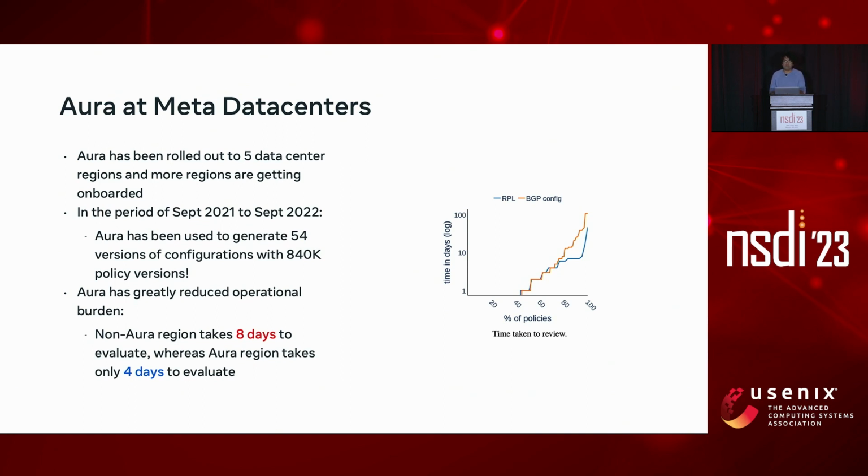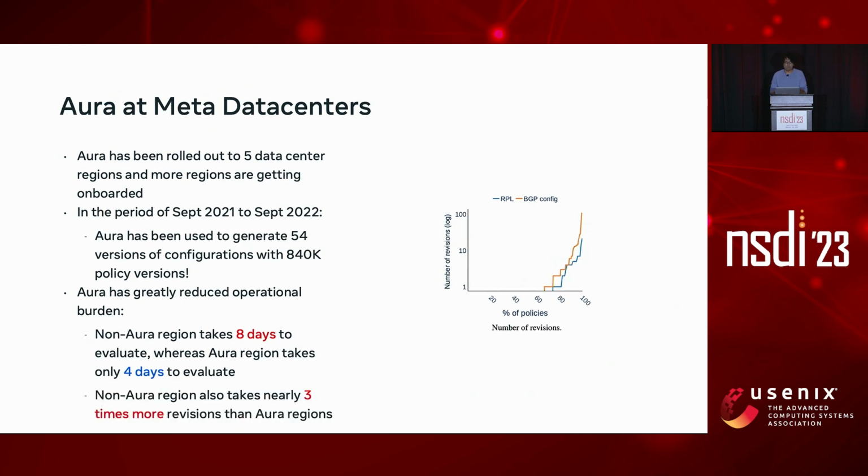So the way we compare is the total time it actually takes to review these policies generated by network operators. What we find is that a non-Aura region takes 8 days to evaluate, whereas an Aura region takes half the time. We also notice the number of revisions, that is the back and forth which is required between the network operator and the reviewer, based on the region. What we find is that a non-Aura region actually takes 3 times more revisions than an Aura region. This is because the representation of RPL is very simple and it's easier for network operators to use.